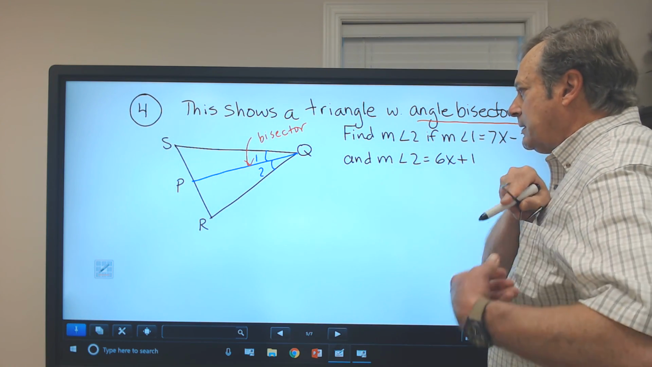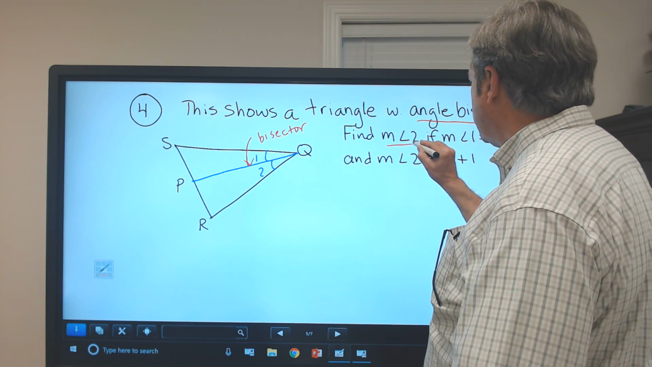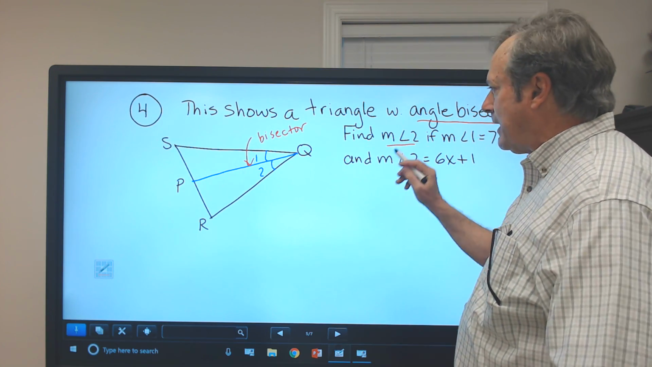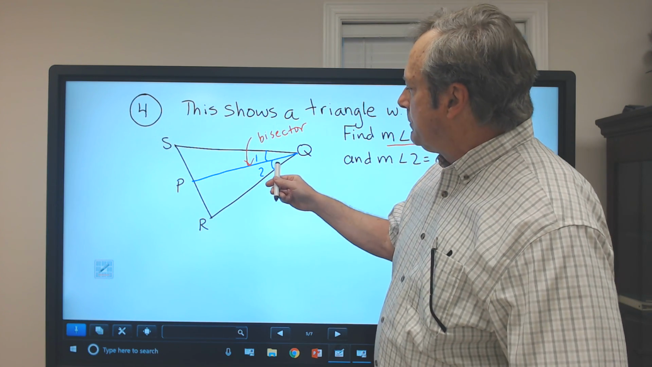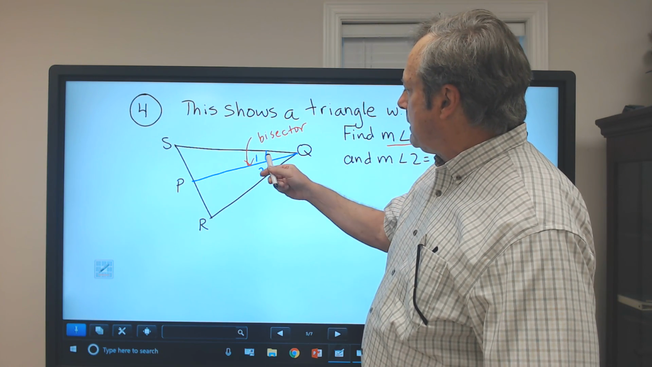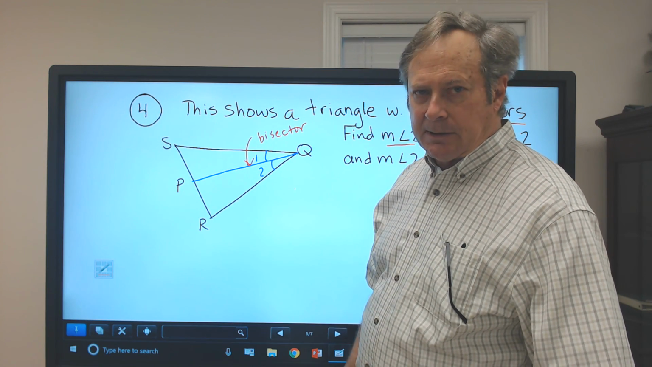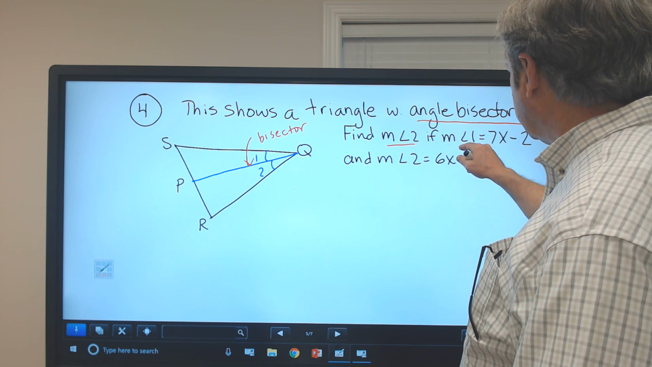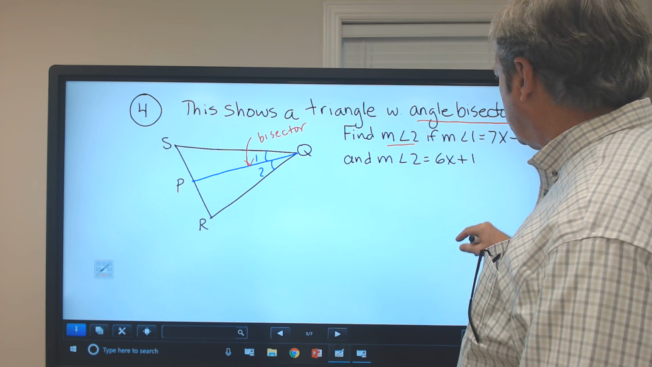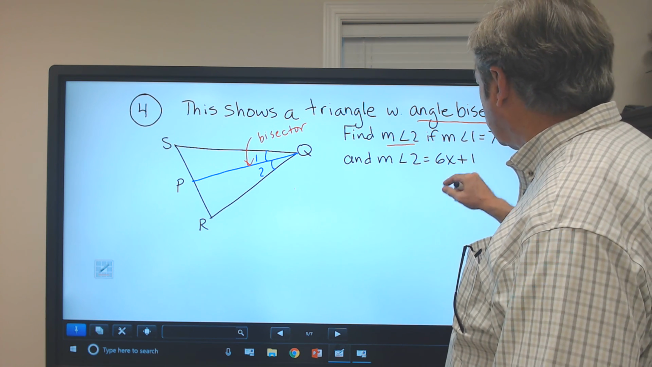So what we're trying to find over here is the measure. That's what that means, the measure of angle 2. Okay, well, hopefully you're thinking, all right, if we find out what angle 1 is, we know it's going to be equal to angle 2, don't we? Well, let's see what other information we've got. We're told that the measure of angle 1 is 7x minus 2, and the measure of angle 2 is 6x plus 1.